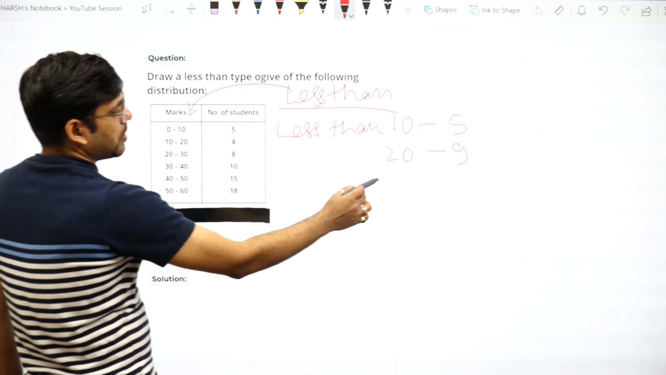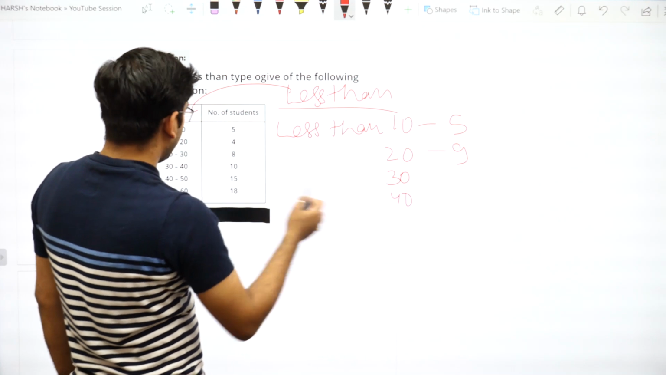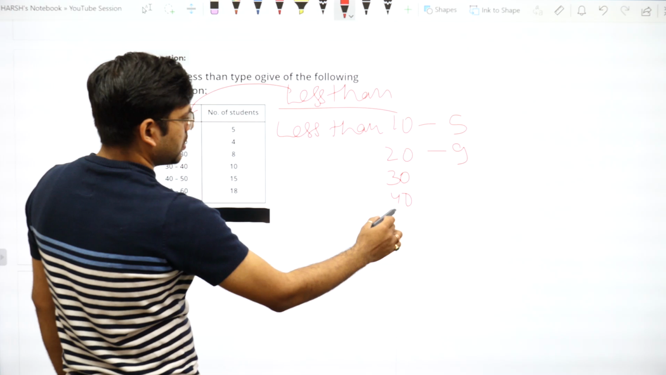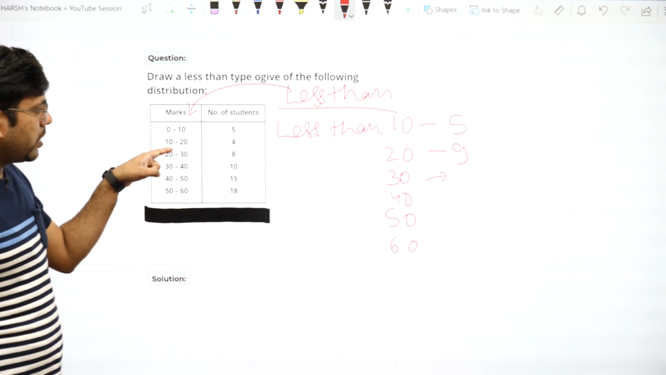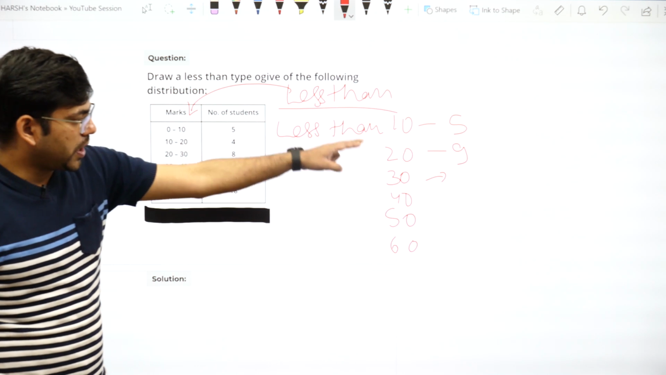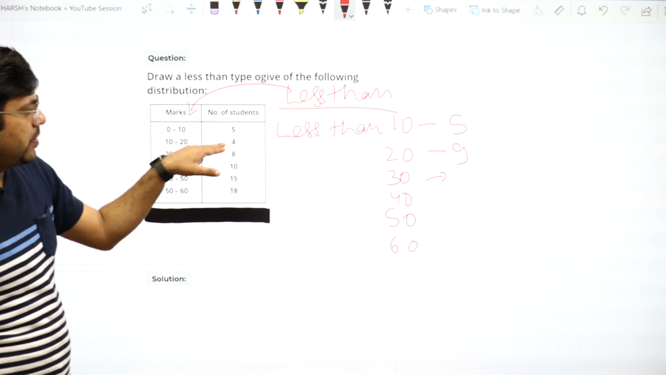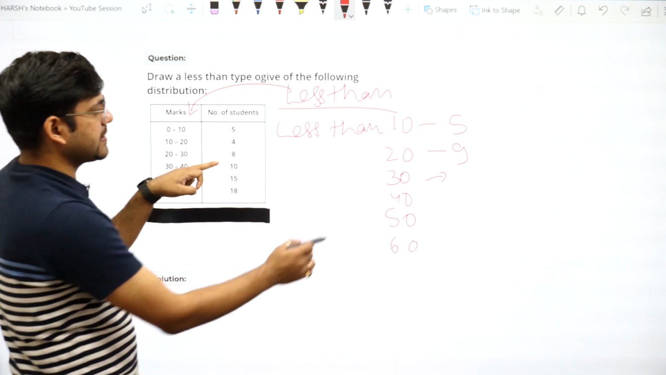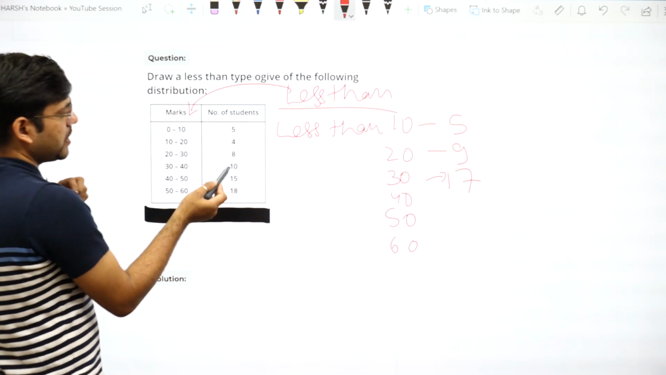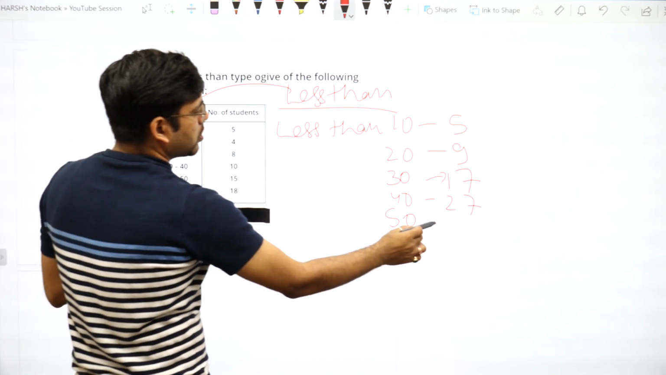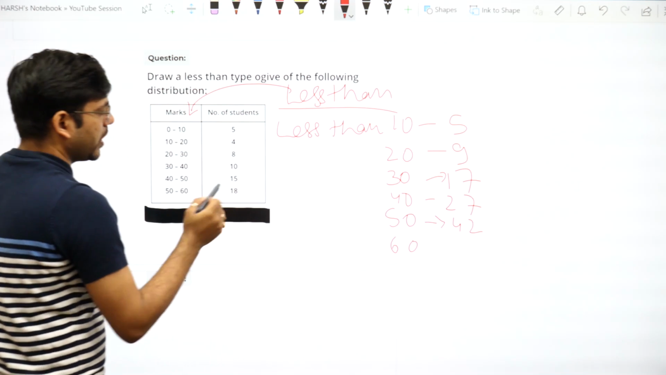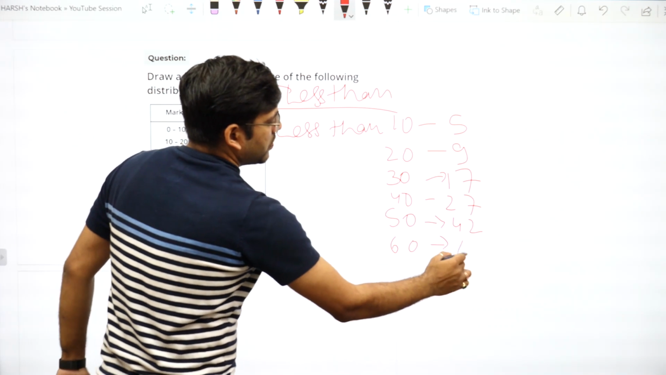Then less than 30, 40, 50 and 60. So 10, 20, 30, 40, 50, 60. And the cumulative frequencies: 5, 5 plus 4 is 9, 9 and 8 is 17, 17 and 10 is 27, 27 and 15 is 42, and 42 and 18 is 60. So we have got all the points.